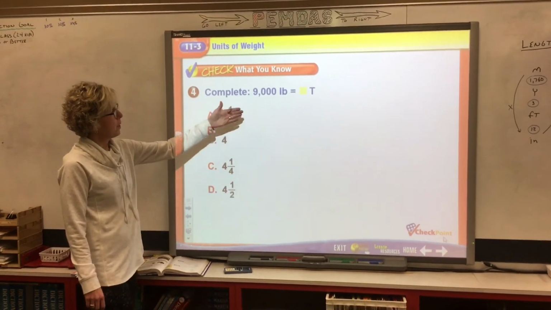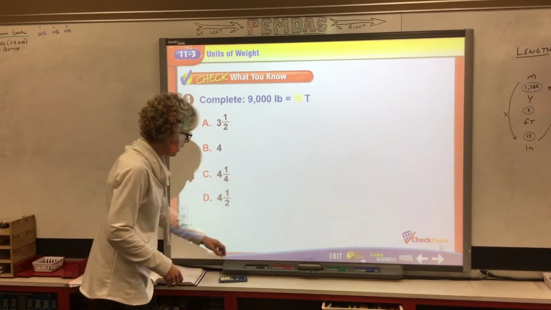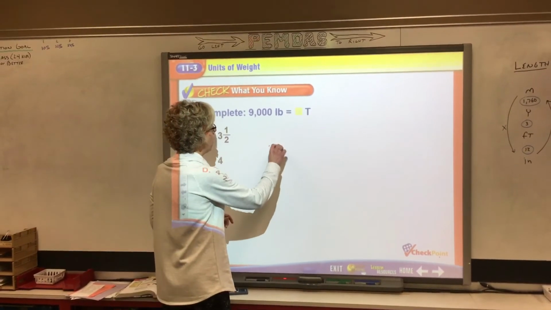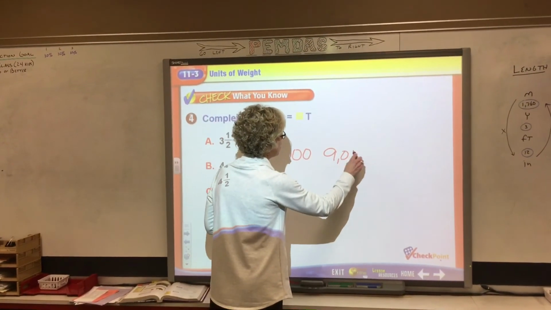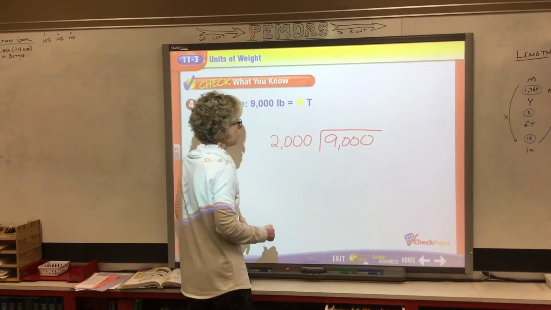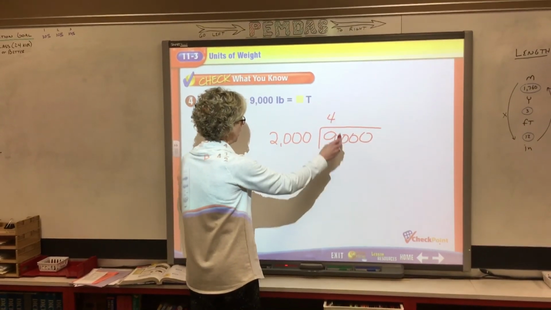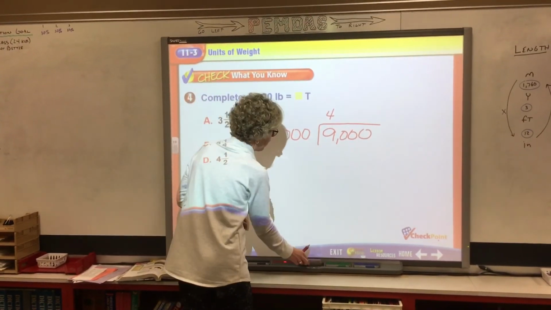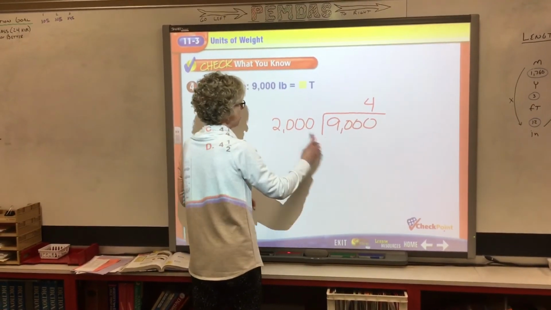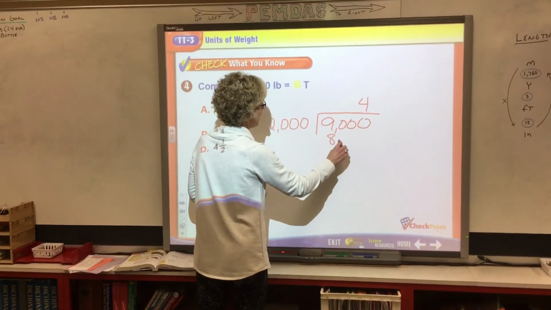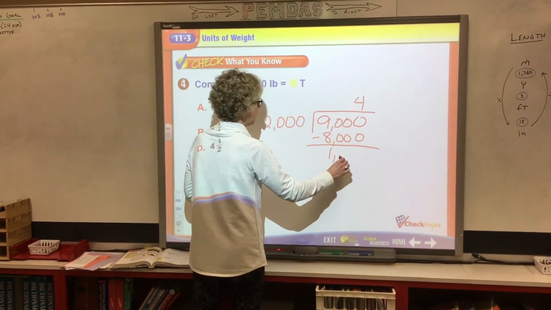Here, they give us a problem very similar to that. We've got 9,000 pounds and we're converting it to tons. Again, we know that there are 2,000 pounds in 1 ton, so we're going to divide 9,000 by 2,000. Using our mental math, I know that 2 goes into 9 4 times, okay, and I'm going to move that over a little bit. So 4 times 2,000 is going to be 8,000, and I'm going to subtract, and I get 1,000 remaining.